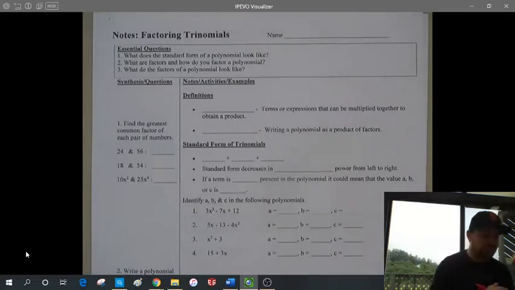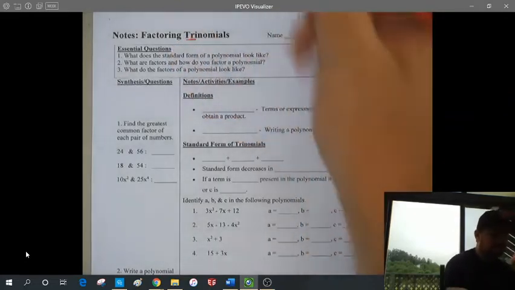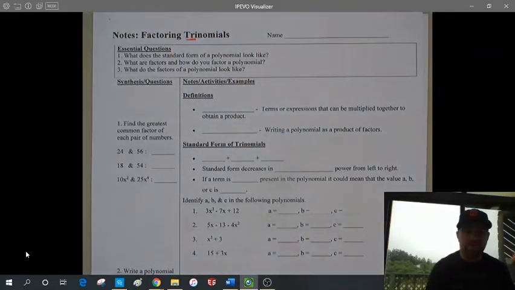The prefix tri means three, nomial is names or some kind of identification of a term, and so a trinomial has three terms in it. So when we're factoring a trinomial, we're going to start with something that typically has three terms in it, and then factor that into its factors.